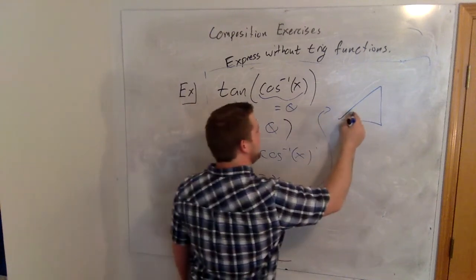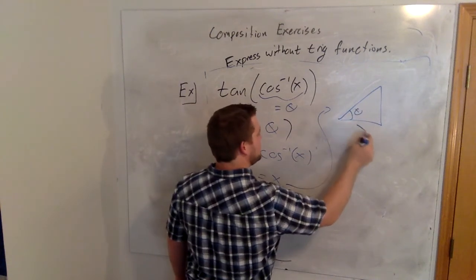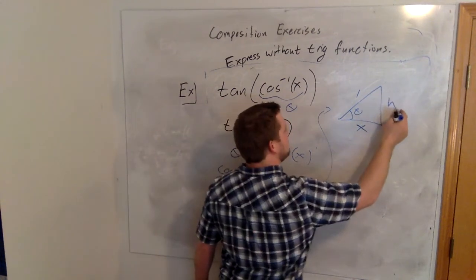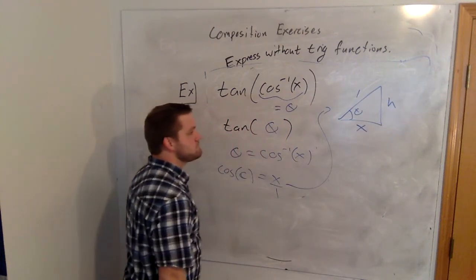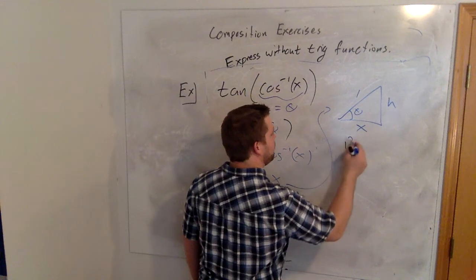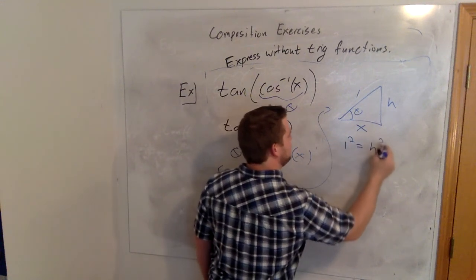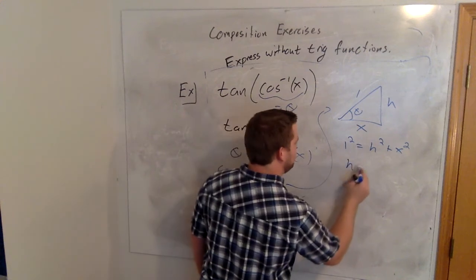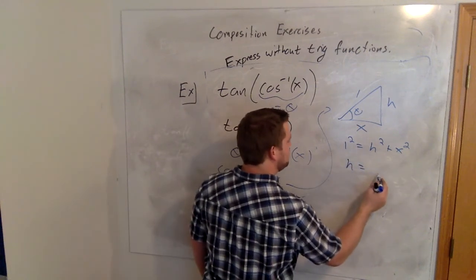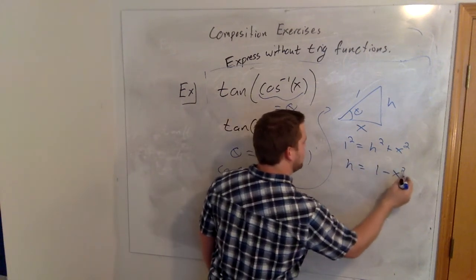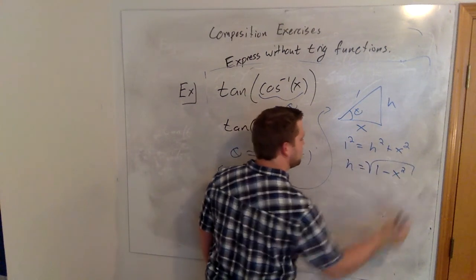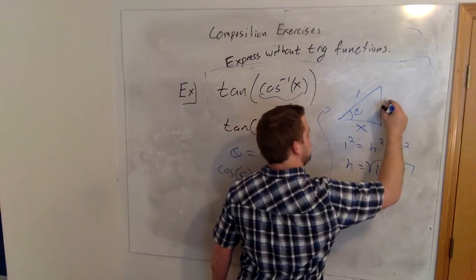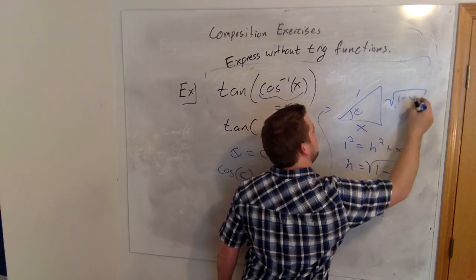Cosine is adjacent over hypotenuse. So we need to figure out what this height is right here. We would have that 1 squared is equal to h squared plus x squared. If we're solving for h, h squared would be equal to 1 minus x squared, since 1 squared is just 1, and I'd be square rooting that. So h is equal to the square root of 1 minus x squared.